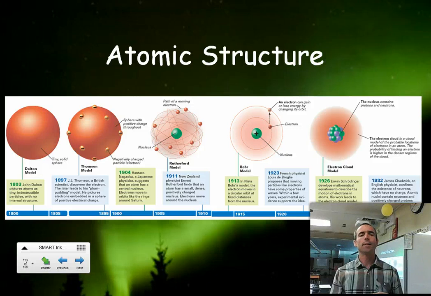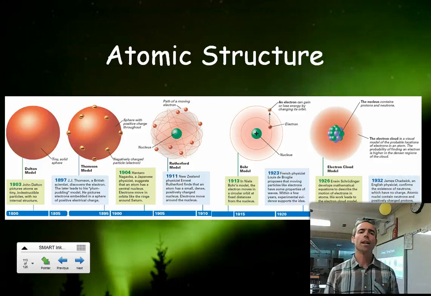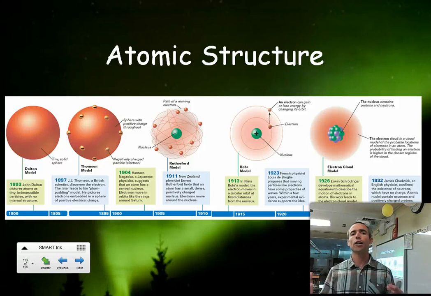And that idea progressed with Thomson and his experiments with the cathode ray, where he basically found the subatomic particle called the electron. But he envisioned the atom and the electrons as embedded in a sphere of positive charge, kind of like plums in plum pudding, or we said like chocolate chips in a chocolate chip cookie.